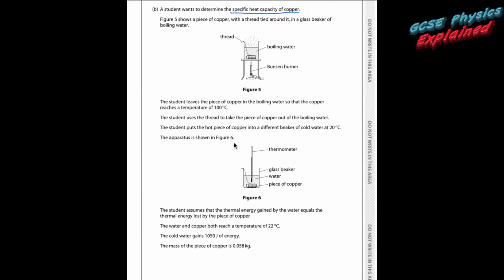The student puts the hot piece of copper into a different beaker of cooled water at 20 degrees C. The apparatus is shown in figure 6. The student assumes that the thermal energy gained by the water equals the thermal energy lost by the piece of copper. The water and copper both reach a temperature of 22 degrees C. The cooled water gains 1050 joules of energy. The mass of the piece of copper is 0.058 kilograms.